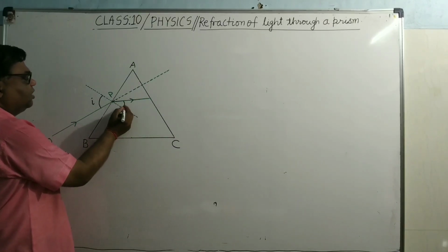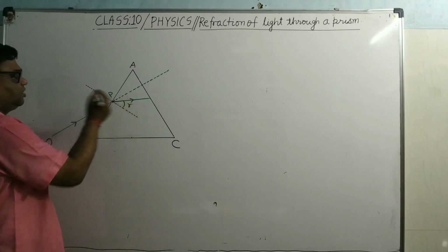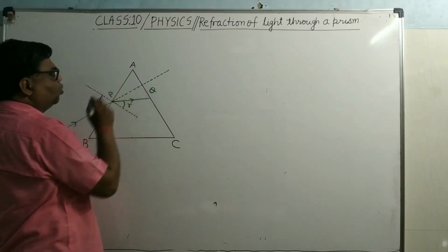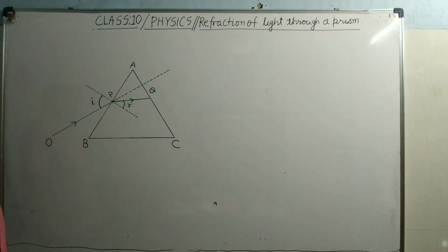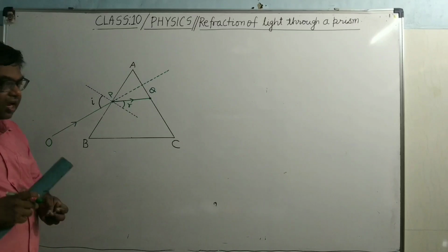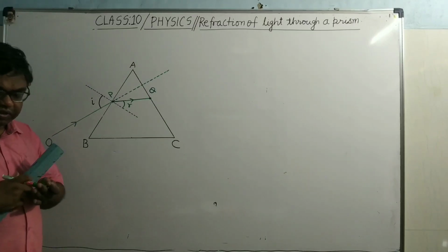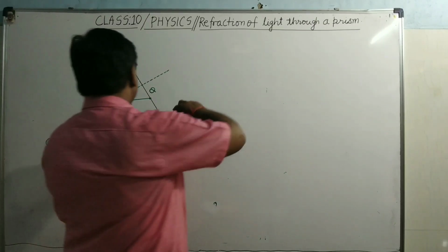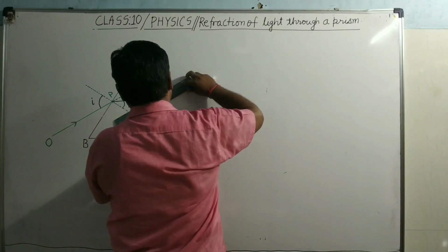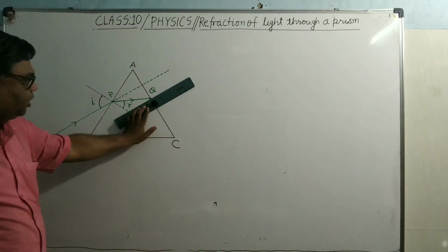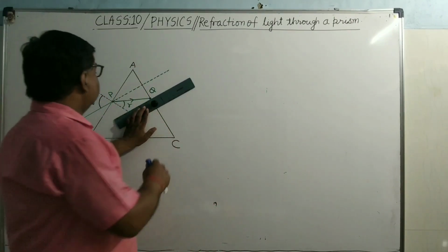This is the angle of refraction. This ray is the refracted ray. You can name this point as Q. Now you draw the normal at the point Q. What will be the normal at the point Q? When you draw the normal at the point Q, it will be normal to AC. So see here.